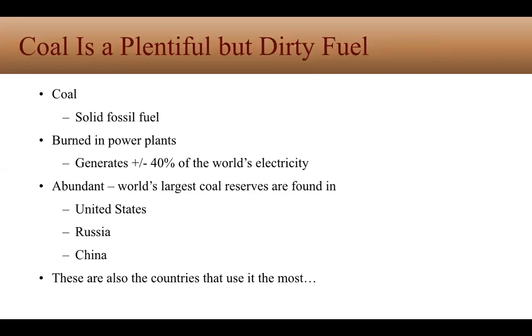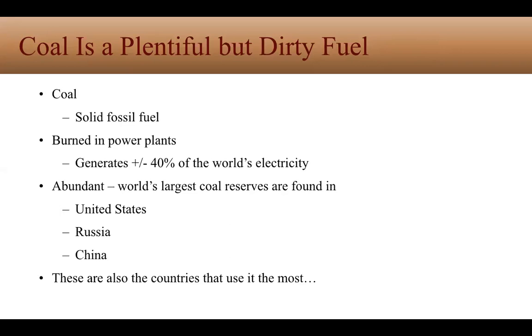So coal is the solid fossil fuel. Globally, it's right around 40% of the world's electricity. And again, that number's falling. It's falling in other countries as a result of the climate accord, and it's losing favor for a bunch of reasons. It's incredibly dirty. The biggest deposits of coal are in the US, Russia, and China. And obviously, these are the countries that use it the most.